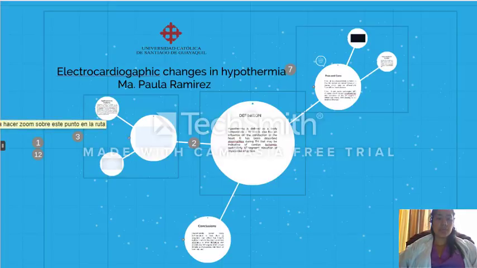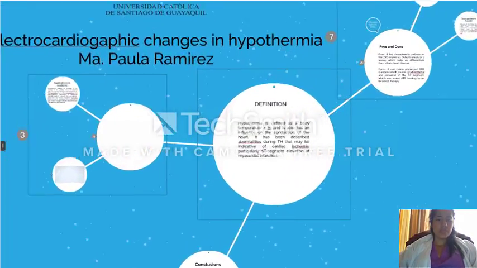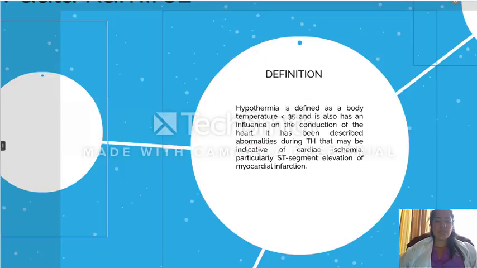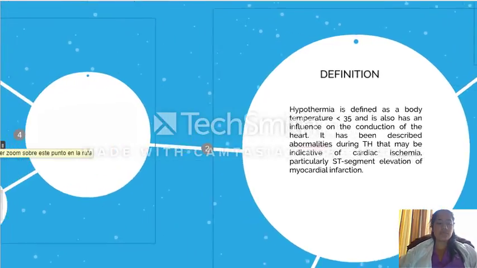Electrocardiographic changes in hypothermia. Hypothermia is defined as a body temperature less than 35 degrees Celsius and also has an influence on the condition of the heart. Abnormalities have been described during therapeutic hypothermia that may be indicative of cardiac ischemia, particularly ST segment elevation of myocardial infarction.